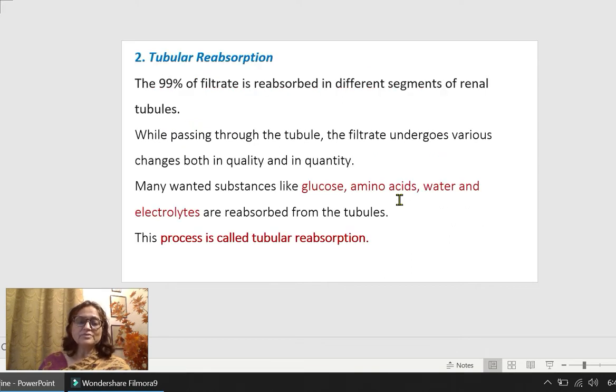Second is reabsorption. Of whatever is filtered, 99% of the filtrate is reabsorbed by our body. We call it selective reabsorption because only the necessary substances are absorbed from the nephrons. These essential substances are glucose, amino acids, water, and electrolytes. This process is known as tubular reabsorption. We will discuss it in detail in the next lecture.